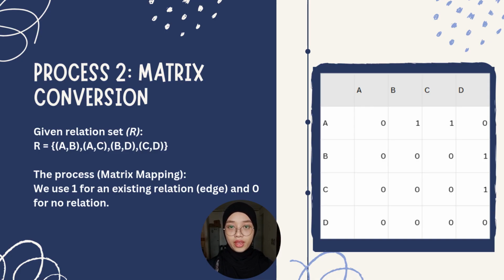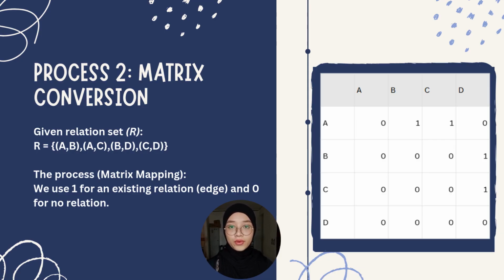Let's look at row A. There is an arrow pointing from A to B and A to C. So, under columns B and C, we write 1 and the rest are 0. Now, look at row B. There is only one edge leaving B and it goes straight to D. Therefore, we place a 1 strictly under column D. Next is row C. Just like B, it only connects directly to D. So we place a 1 under column D.